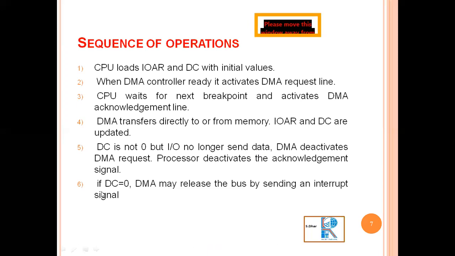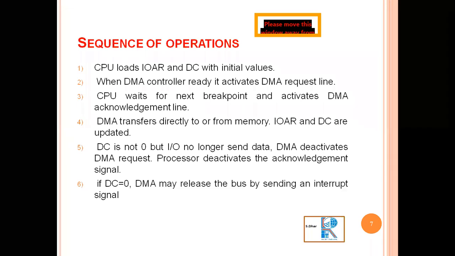Suppose the data counter is 0, that means all the data has already been transferred. DMA may release the bus by sending an interrupt signal. In both these cases, when DC is not 0 but IO is no longer sending data, the bus is given back to the CPU, and when the data counter is 0, DMA releases the bus and sends one interrupt signal to the CPU telling it, I have completed the transfer operation, you can use the bus now. So in this case, the CPU will again use the bus. Clear? So this is direct memory access.